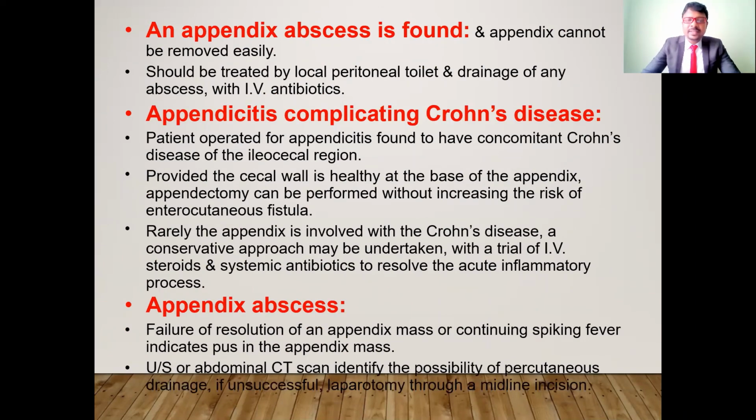And also other complications: an appendix abscess may be found. So there is a chance of abscess formation, pus formation. And the appendix cannot be removed easily in case of abscess formation. So this type of appendix with abscess formation should be treated with local peritoneal toilet, and also drainage of the abscess with IV antibiotics.